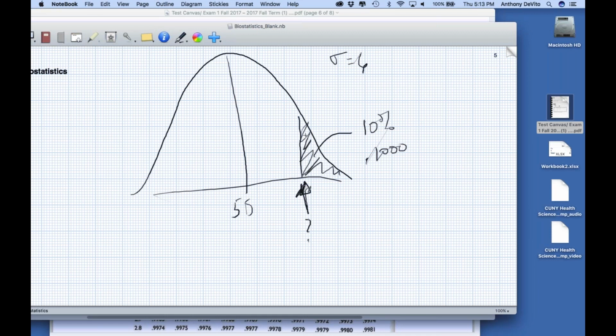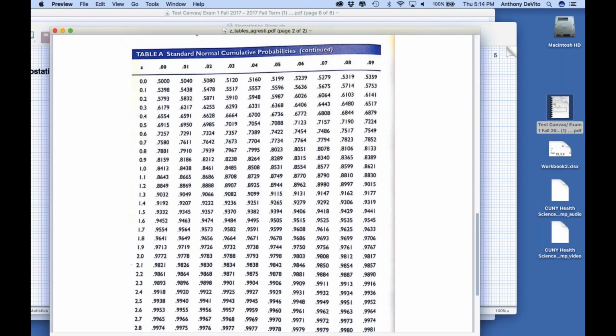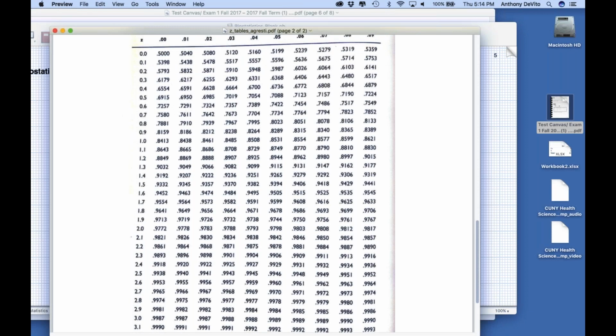Well, what I need to know is, what is the z-score for that height, right? What z-score gives us an area of 10%? Well, just like we use the table here to figure out what the area is from the z-score, we can use the table to figure out what the z-score is from the area. So we're going to look for an area that represents 10% to the right. But it only works to the left. So we're not looking for 10% now, we're looking for 90%, right?